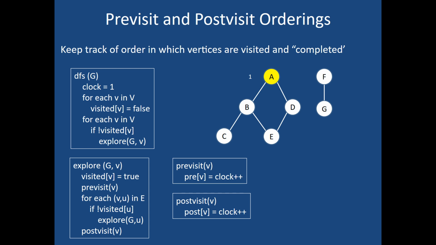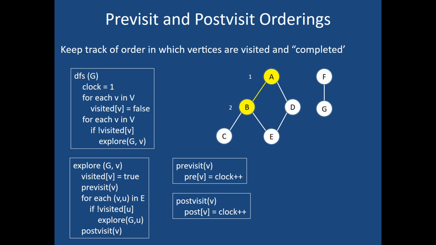Yeah, B and D. And we'll consider B first just because of my alphabetical rule. We're not saying what order we should consider the edges out of A, but we're doing alphabetical order. So we find B. B's not visited, so we explore. So what happens when we explore B? It's marked as visited, and what will its pre-number be? 2.